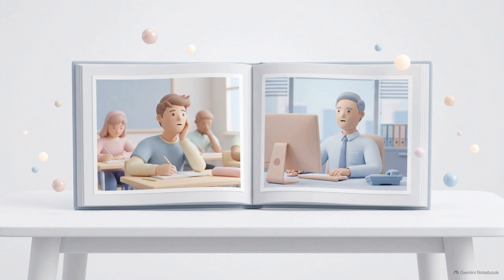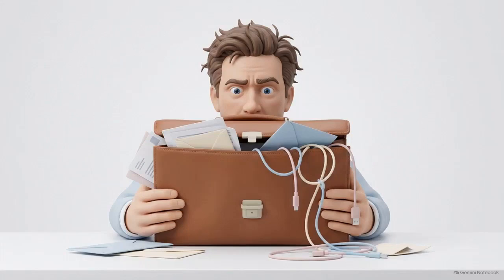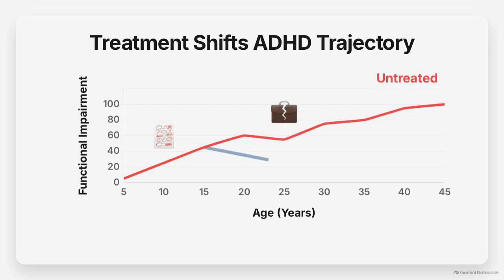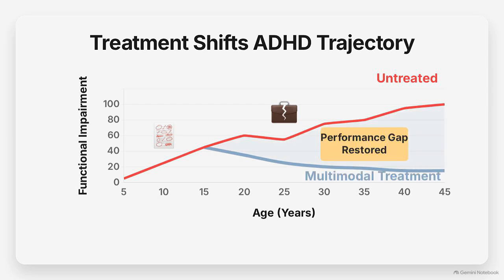Viewing ADHD strictly as a childhood phase is clinically inaccurate. It is a lifelong trajectory where symptoms simply evolve, shifting from pediatric hyperactivity into complex adult executive dysfunction. This longitudinal graph plots age against functional impairment. Untreated, ADHD creates a compounding negative trajectory of chronic failures, but precise multimodal treatment shifts this trajectory, reducing the gap between a patient's potential and their actual performance.